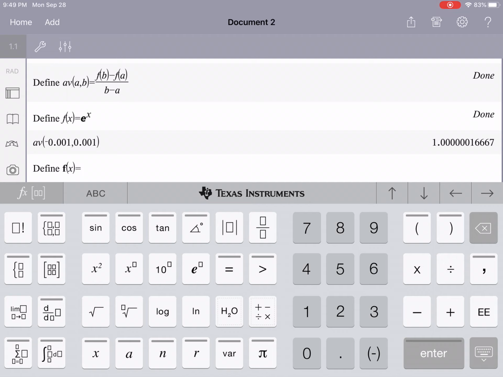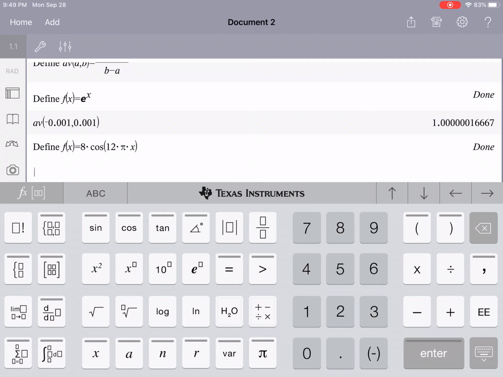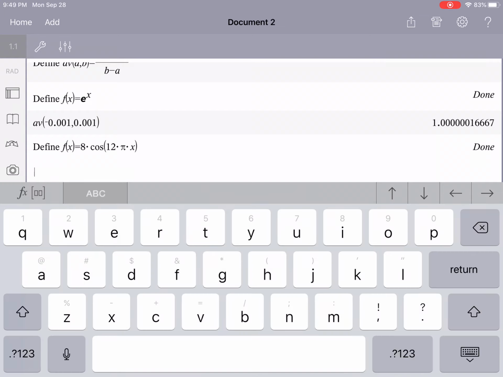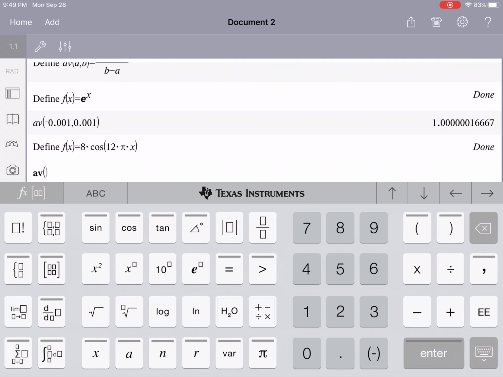Okay, so my function here was going to be 8 times the cosine of, and we had a 12, and there's a pi button right there, and their function has a t. We're going to go ahead and put an x right there, since we define this as f of x, not f of t. So now that is done, the AV function that we defined a while ago should now work for this particular problem. So let's go ahead and evaluate the AV function, and we are doing this on an interval here starting at 0, comma, and ending at 0.1.